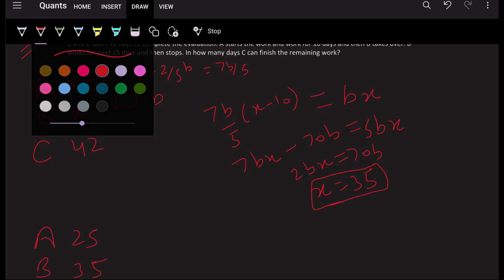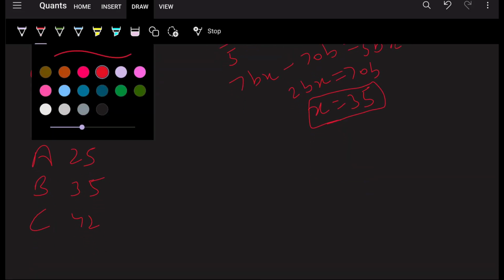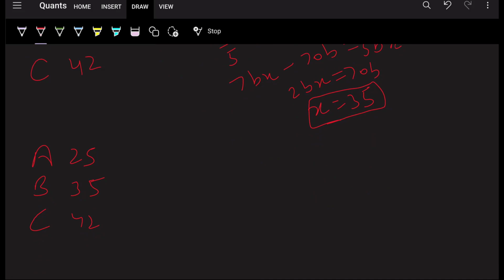So now the LCM of these numbers will be what? 25, 35, and 42. If you calculate the LCM of these, it will come as 350 for 25 and 35. Then the LCM of 350 and 42 will come as 1050.